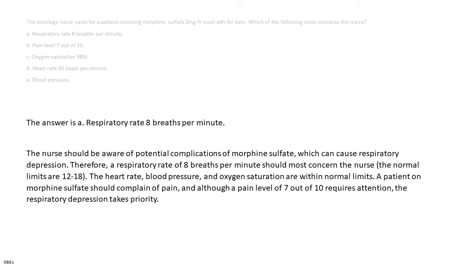The answer is A. Respiratory rate 8 breaths per minute. The nurse should be aware of potential complications of morphine sulfate, which can cause respiratory depression. Therefore, a respiratory rate of 8 breaths per minute should most concern the nurse. The normal limits are 12-18. The heart rate, blood pressure, and oxygen saturation are within normal limits. A patient on morphine sulfate may complain of pain, and although a pain level of 7 out of 10 requires attention, the respiratory depression takes priority.